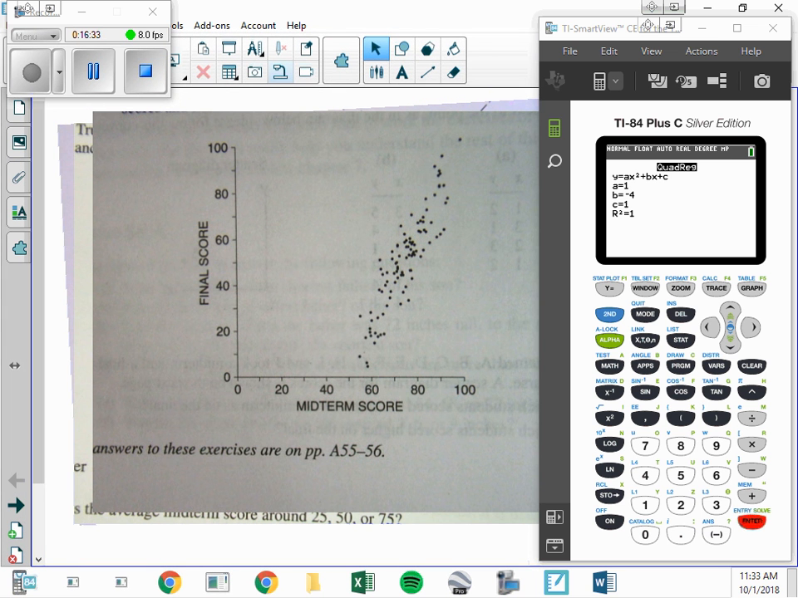The scatter diagram below shows scores on the midterm and final in a certain course. Was the average midterm score around 25, 50, or 75? What are we looking for here? We're looking for the average of the X's.